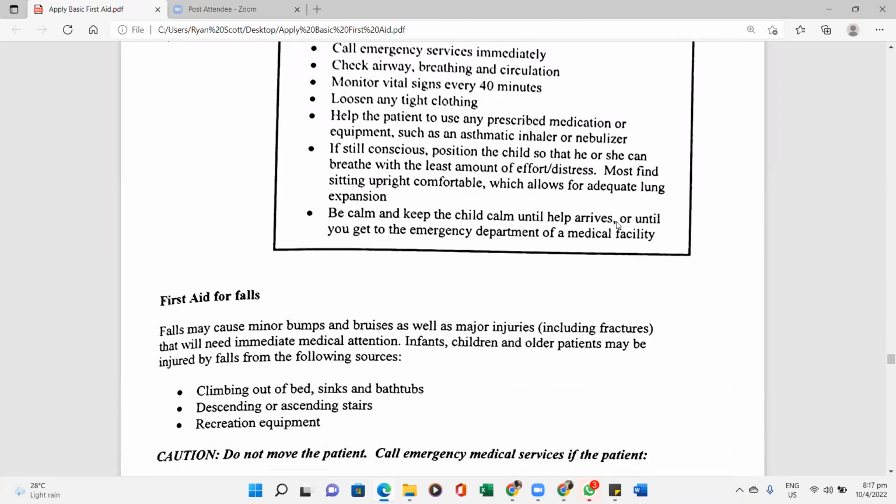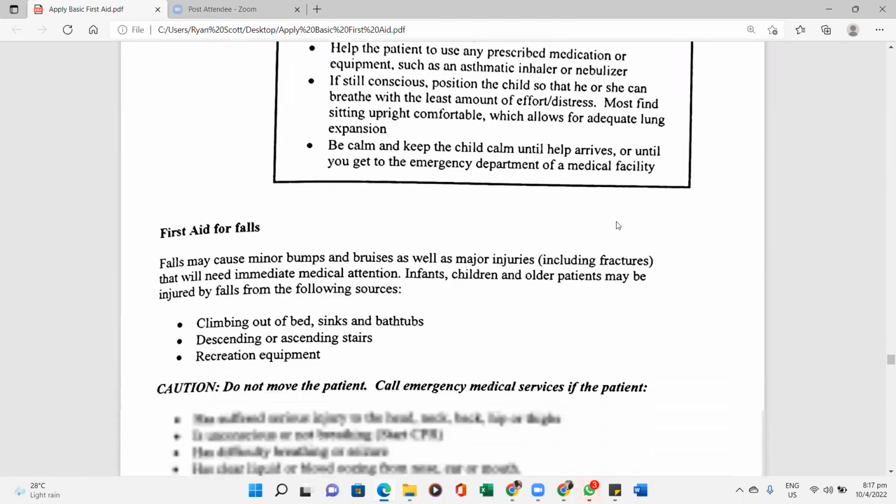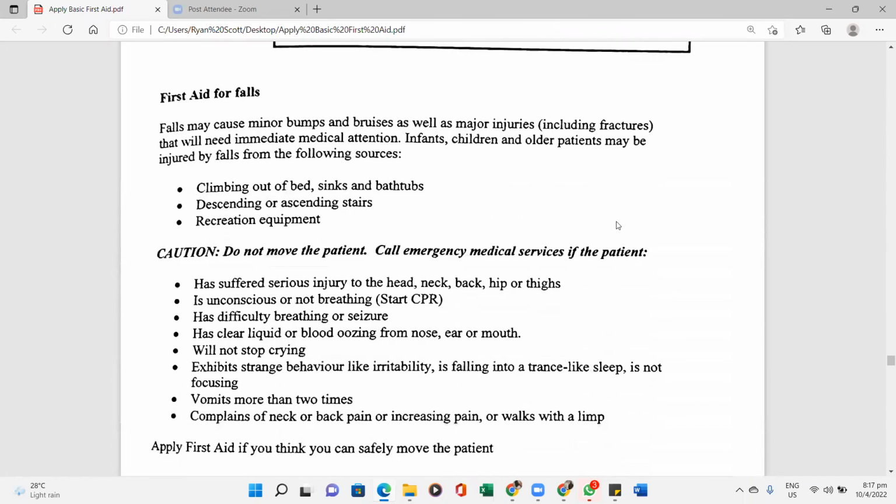Oh, first aid for falls. The first aid for falls. So falls may cause minor bumps and bruises as well as major injuries such as fractures that will need immediate medical attention. Infants, children, and older patients may be injured by fall from the following sources: climbing out of bed, swinging and back out.